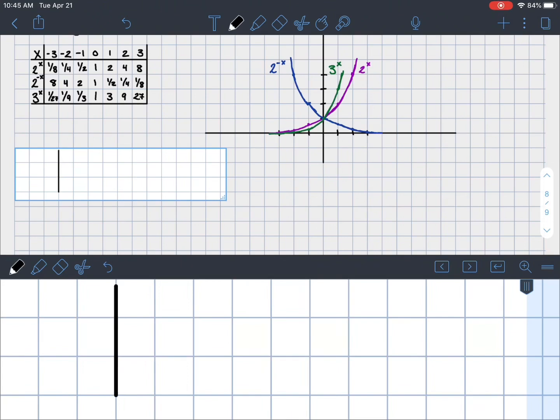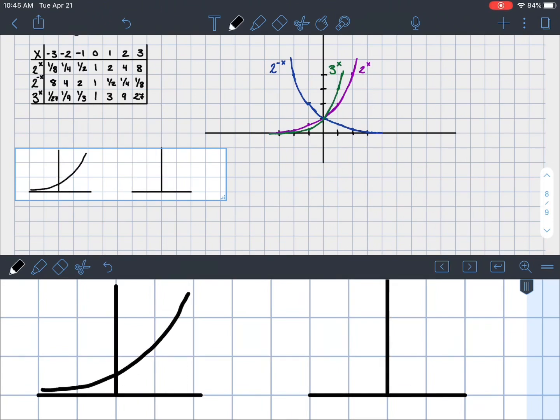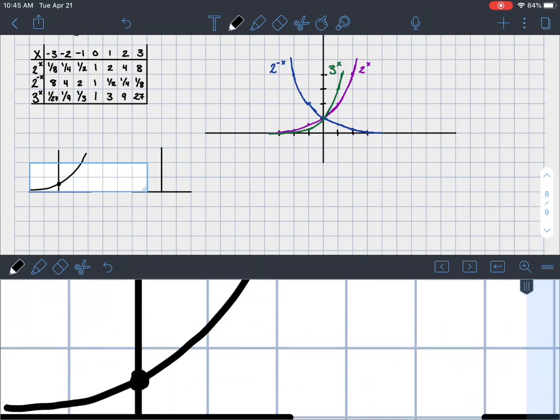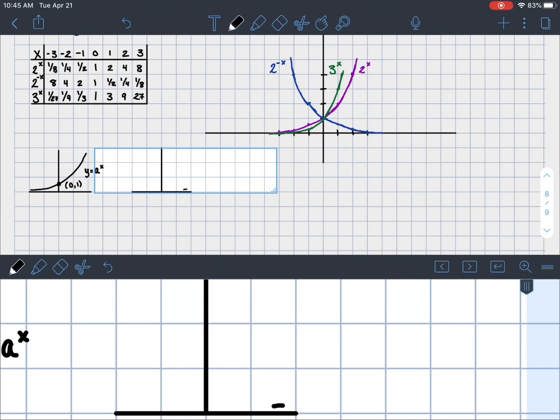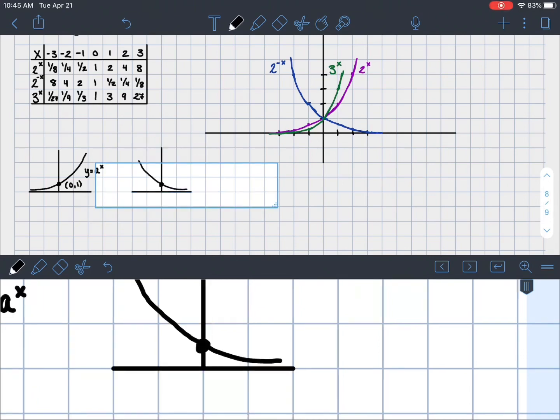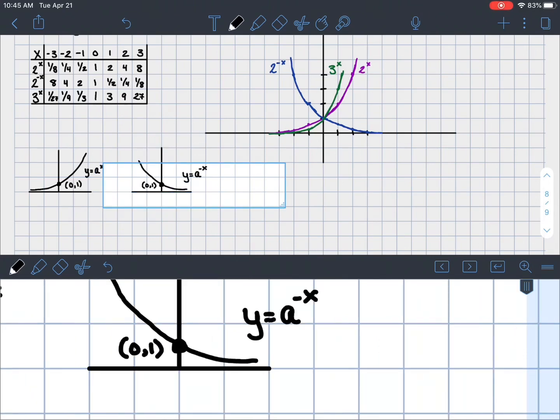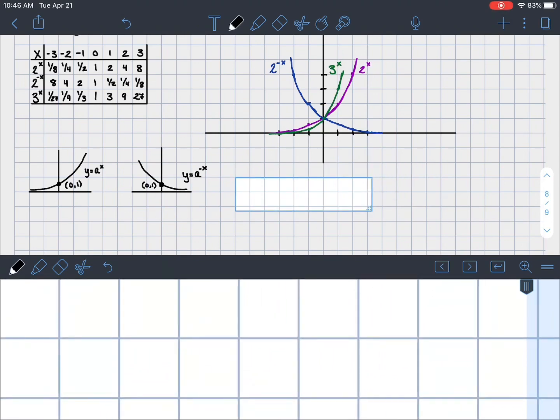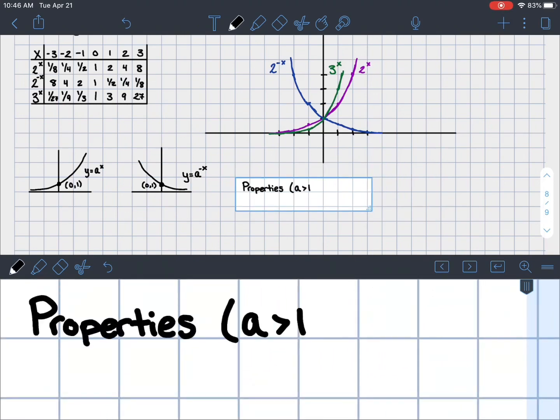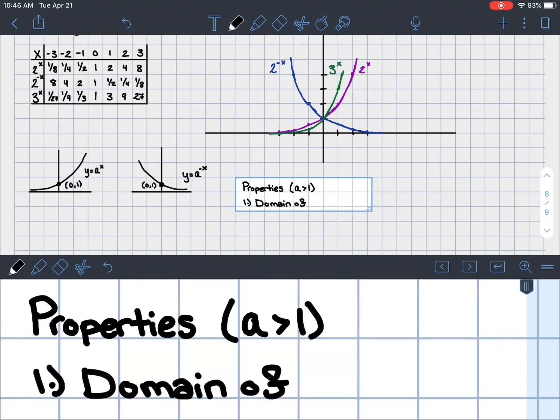In general, these graphs look like the following. When you have some y equals a to the x, it's going to rise, passing through 0, 1. And when you have some graph y equals a to the negative x, it's going to descend or decay, also passing through 0, 1. Here are the properties as long as the base a is greater than 1.